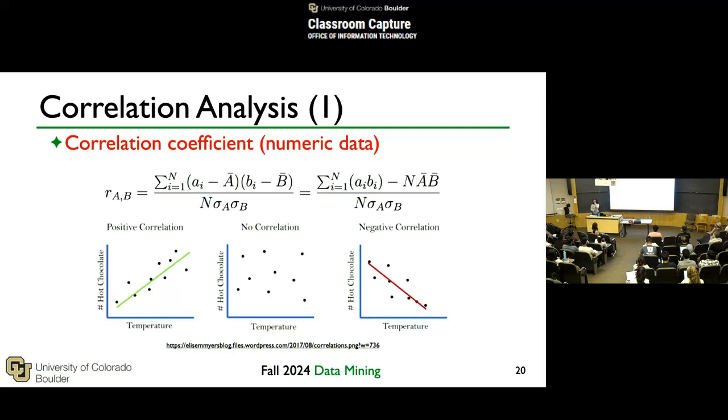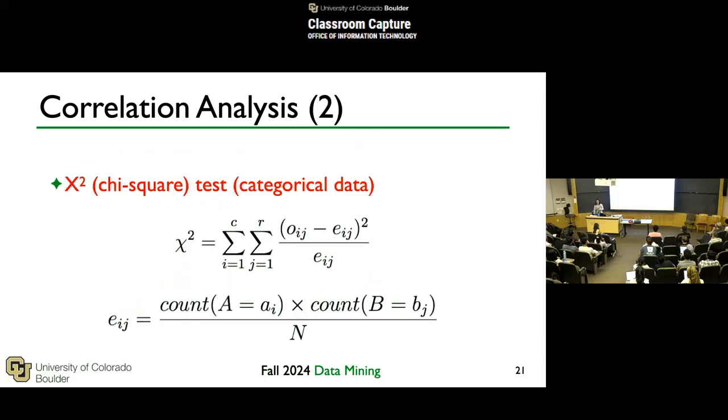Nominal data means I have categorical values. Can I take majors and do an average? No, right? We cannot do that. So we need something different, okay? So this is what we call chi-square. Okay, so chi-square analysis, this is for categorical data.